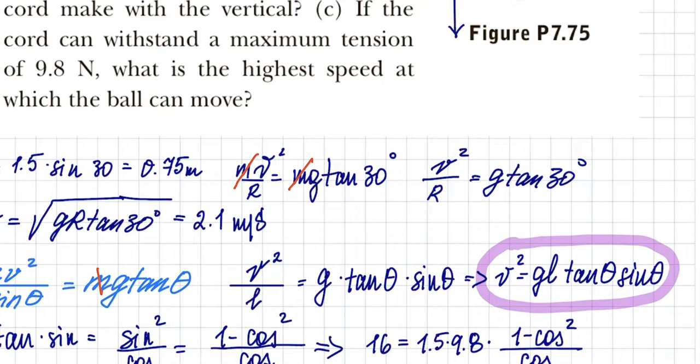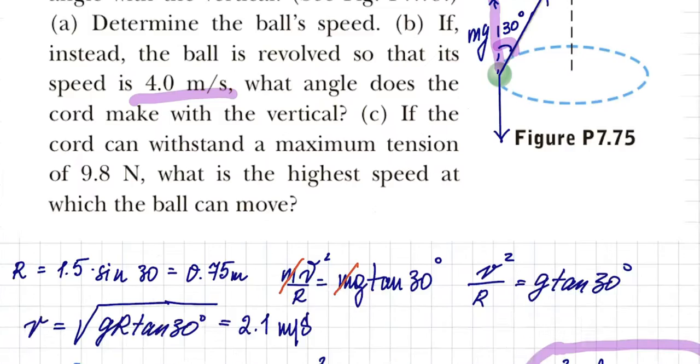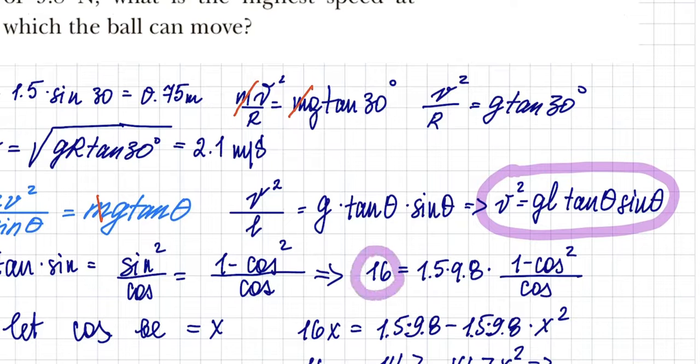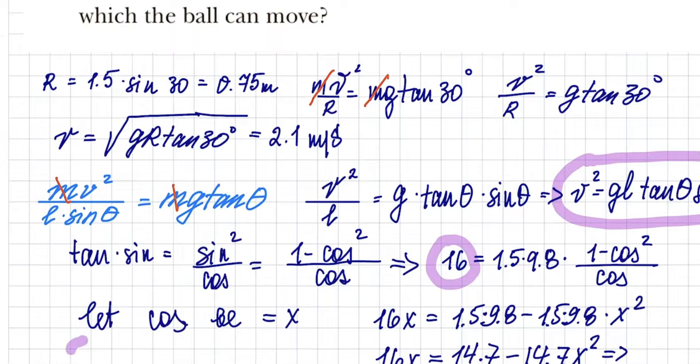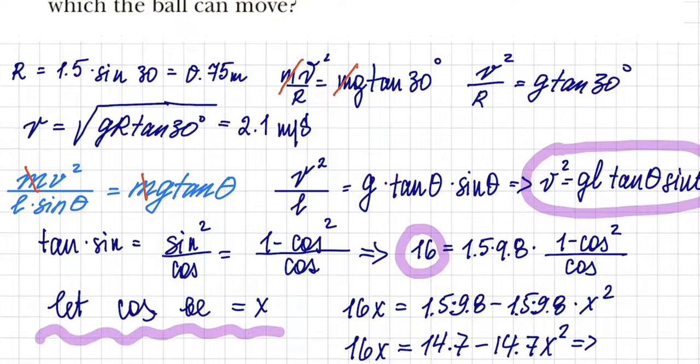So g L, and v squared, since they tell us that now it is rotating with 4 meters per second, hence your 16, which is v squared. 1.5 is the length of the string, g is 9.8, and then 1 minus cosine squared over cosine. So notice this is the substitution, this is the algebra. The algebra started from here. Physics basically exited. Elvis left the building.